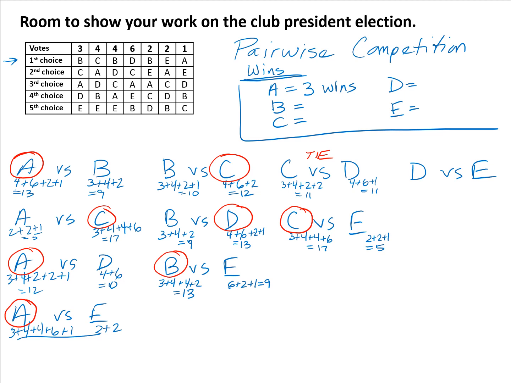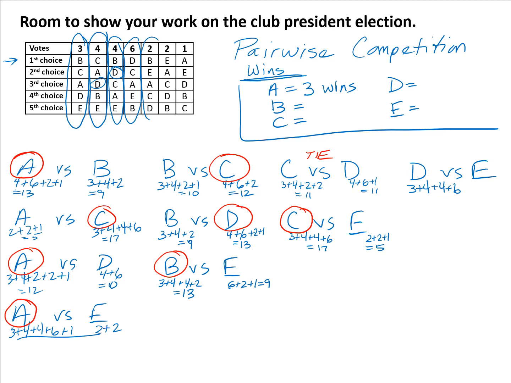I'll do one more vote to make sure we've got this idea down. If I do E versus D, if I look at the first column of votes, D is above E, so D gets those 3 votes. In the second column of votes, with these 4 people, D is again above E, so those 4 votes go to D. In the next column, D is still above E, so D gets those 4 votes. In the next column, D is at the top, so they are definitely above E, so they get 6 votes.